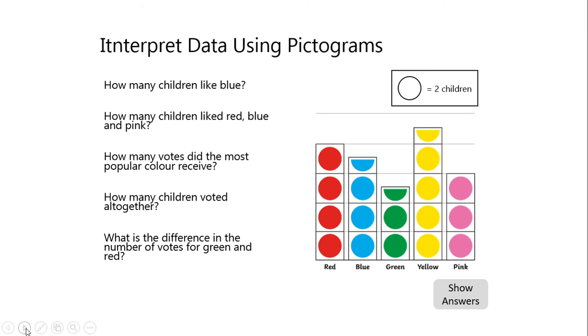So let's interpret the data using this pictogram. Here we have a pictogram of favourite colours that children chose. 1 circle is equal to 2 children. How many children like blue? Make sure you take a look at the key carefully. How many children like red or liked red, blue and pink?